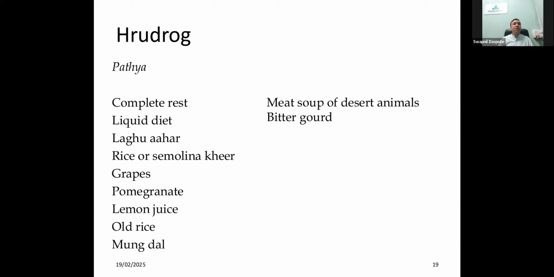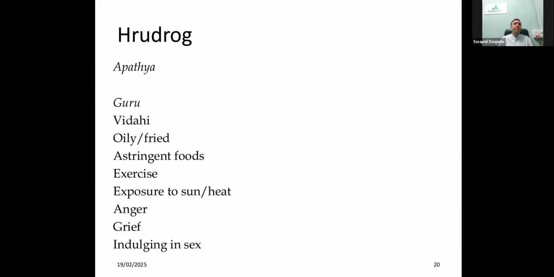Grapes are good for heart disease. Pomegranate, lemon juice, old rice, moong dal, meat soup of desert animals is easy to digest. So soup of that meat, bitter gourd is good as pathya.